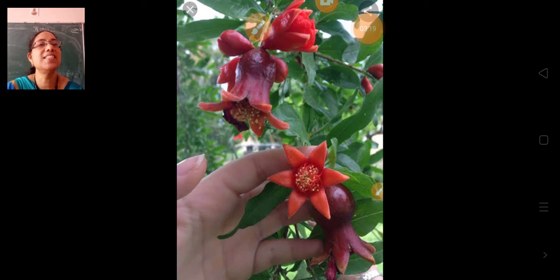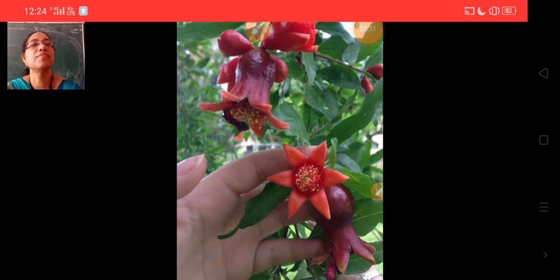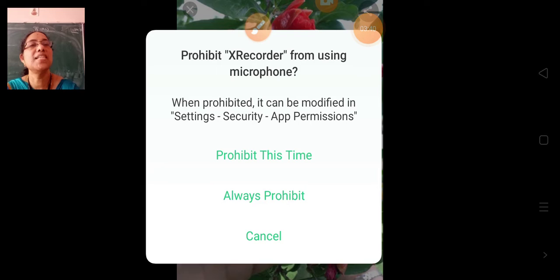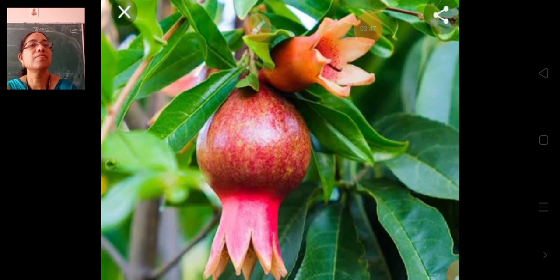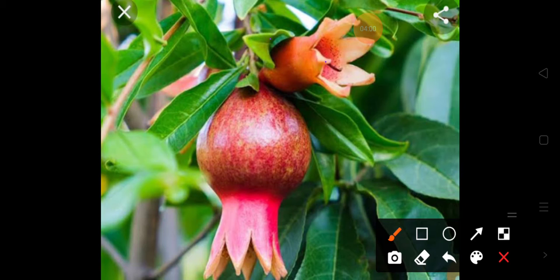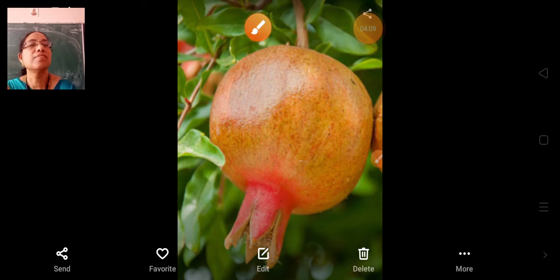See, these flowers turn into fruits. See the image. Understood, no, students? See this flower. This flower turns into fruit. Flower turned into fruit.